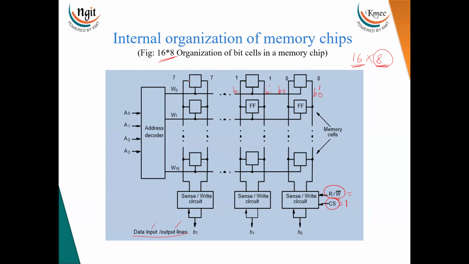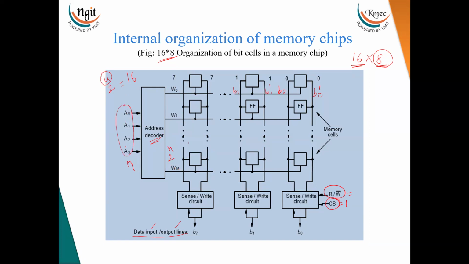Now if you see these word lines, W is nothing but the word line. These word lines are driven by the address decoder. You have already studied what a decoder is in digital electronics. If you are applying n inputs, then the decoder outputs are 2 to the power of n. Here 16 by 8 means 16 locations, so 16 word lines are there. For that, how many address bits are needed? 16 can be written as 2 to the power of 4. So 4 address lines are applied here.